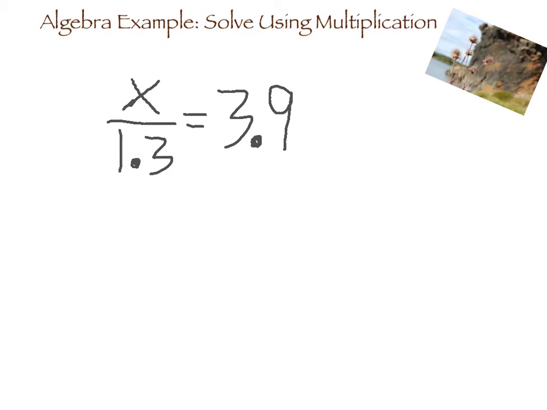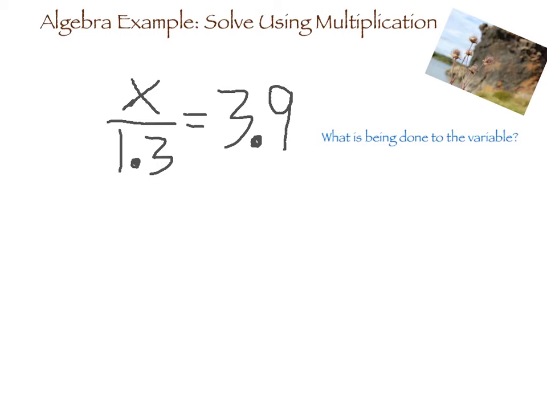Alright, let's suppose you encounter an algebra equation which looks like this. X over 1.3 is equal to 3.9. The first thing you want to do is ask yourself this question here. What is being done to the variable? So if we look over here, we see that x is over 1.3.